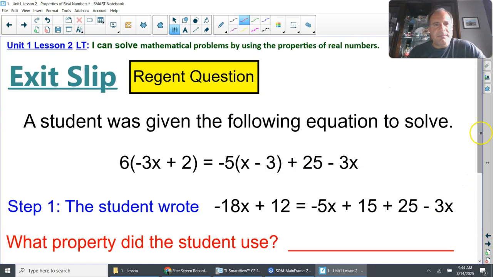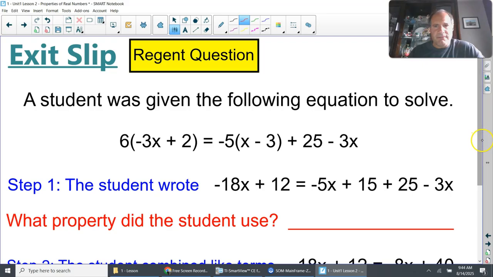The exit slip regions question. The student was given the following equation to solve. And again, you could see it's very confusing. The student wrote it out, but he wrote it differently. It looks different than this. What property did the student use?